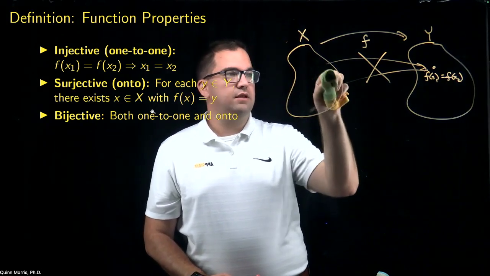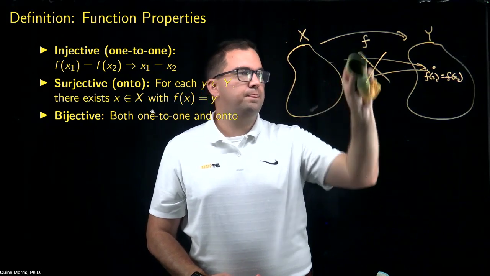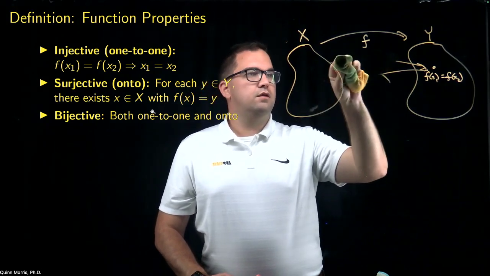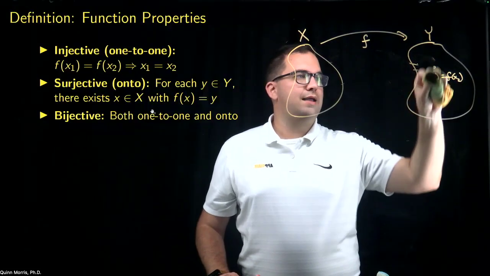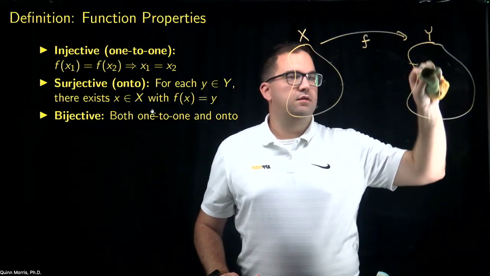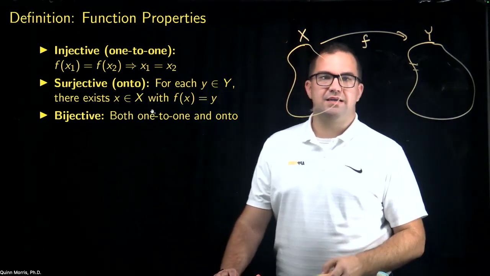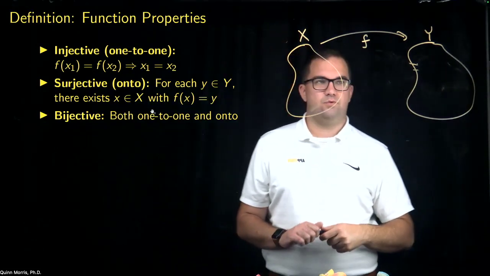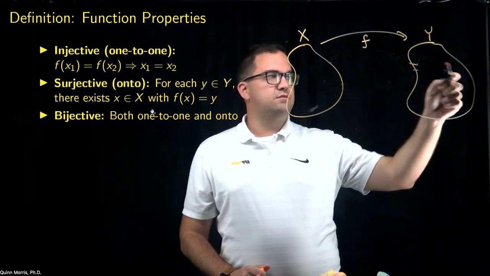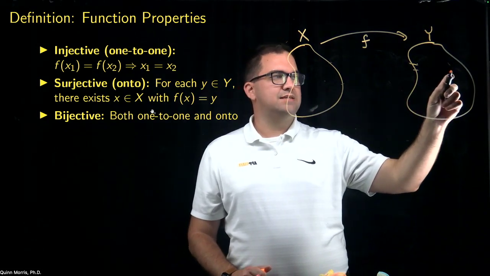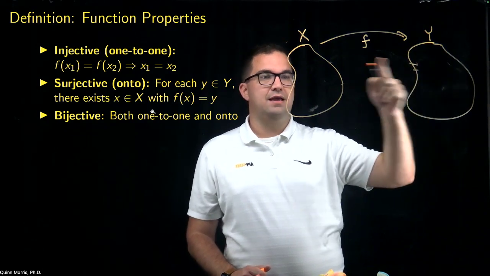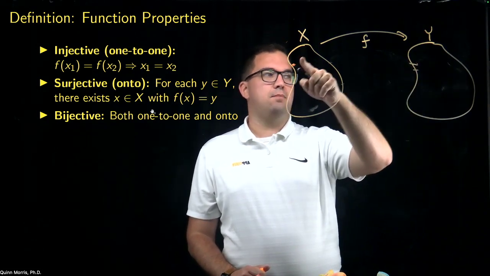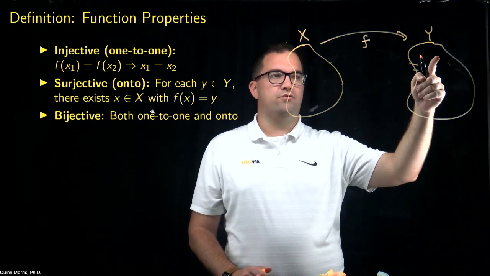For surjectivity, or onto, you see the definition written there. So it says for each y in Y, there is an x in X with f of x equal to y. Said slightly more simply, what that means is every y value over here in my codomain is hit by some point x which maps over to y.